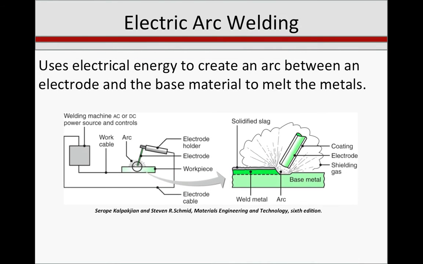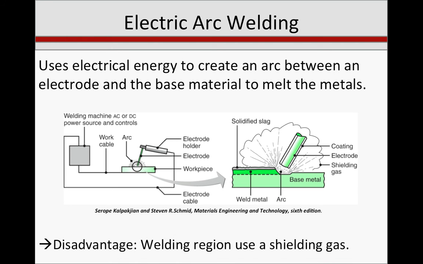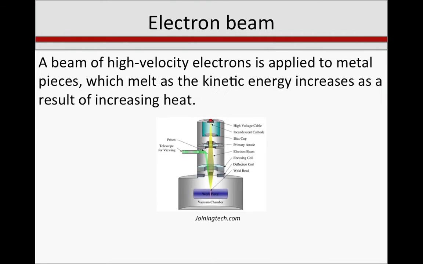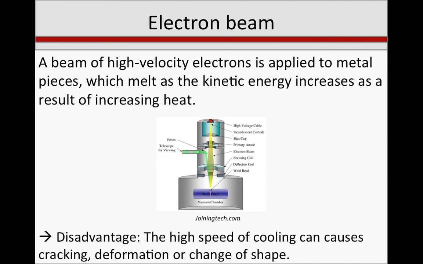Another method is called electric arc welding, which uses electrical energy to create an arc between an electrode and the base material to melt the metal. But this type of welding requires a filler and a shielding gas. Electron beam welding uses a beam of high-velocity electrons to melt the metal. The beam increases the kinetic energy, thus increasing the heat to melt the metal. Unfortunately, there is a high speed of cooling with this method that can cause cracking and other deformations.